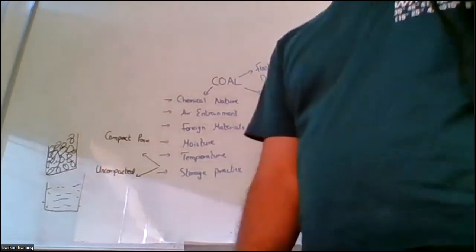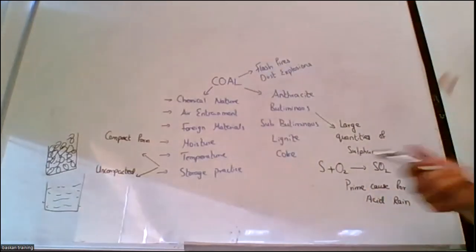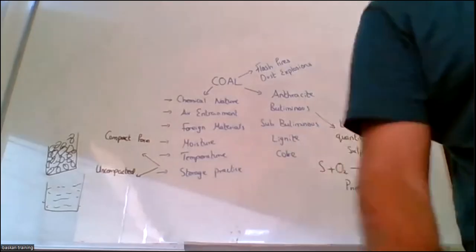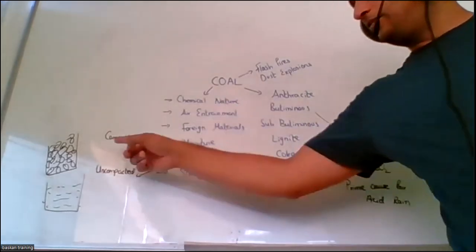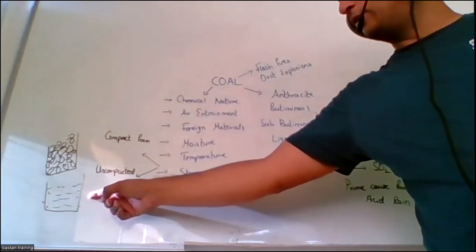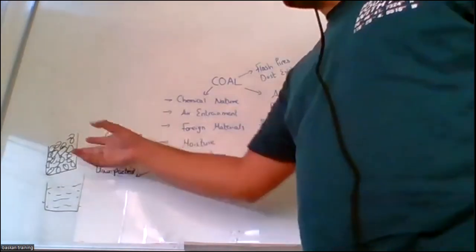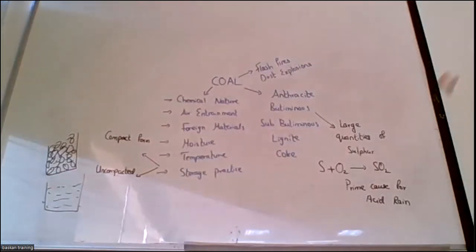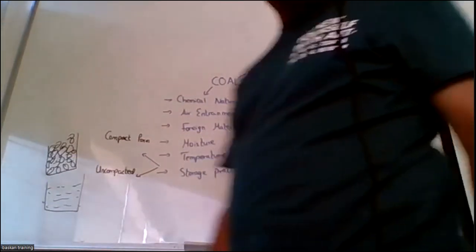Okay, so we are discussing storage practice. Coal can be stored either in compacted form or uncompacted form. The compacted form is usually powder, crushed into layers. Uncompacted form is usually in the form of stones. So with free air entrainment, the more air it can pass through, the more chances that it is going to get heated up.